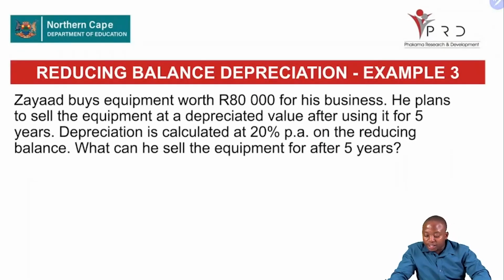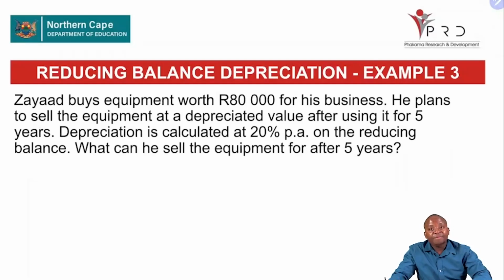Now, let's look at the example. The example says, Zayat buys equipment worth 80,000 for his business. He plans to sell the equipment at a depreciated value after using it for 5 years. The depreciation is calculated at 20% per annum on reducing balance. What can he sell the equipment for after 5 years?